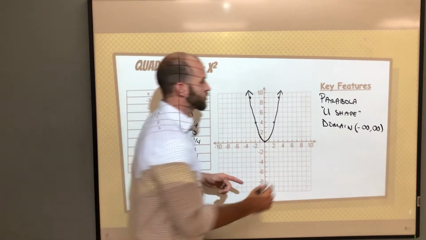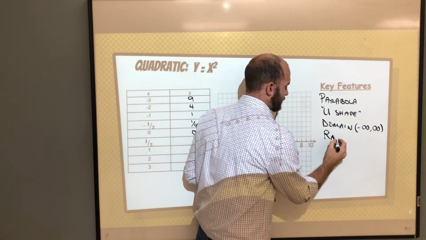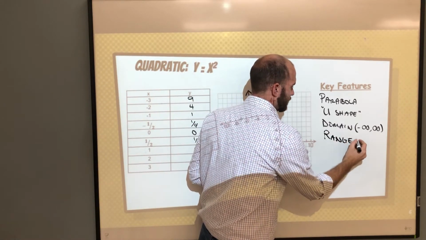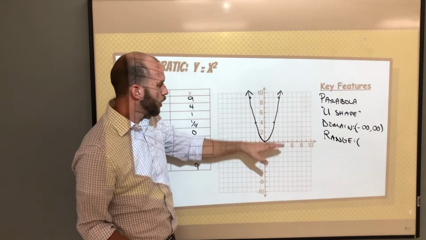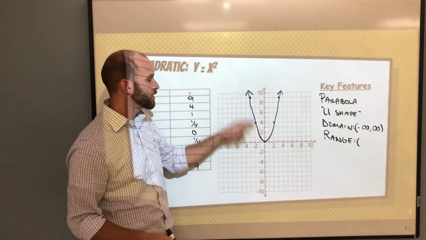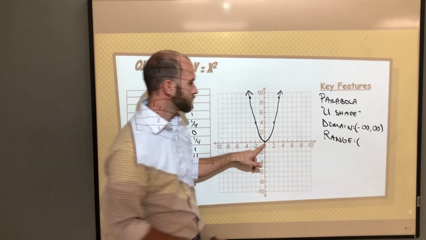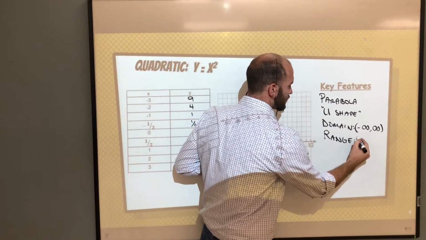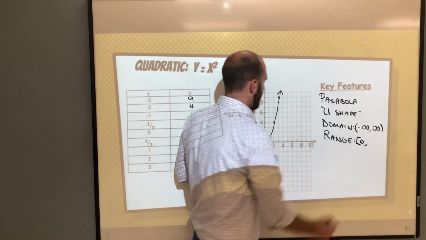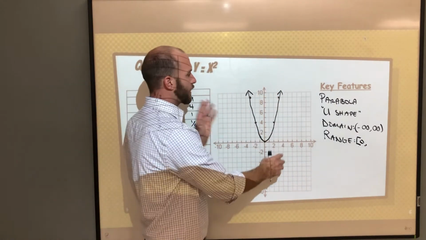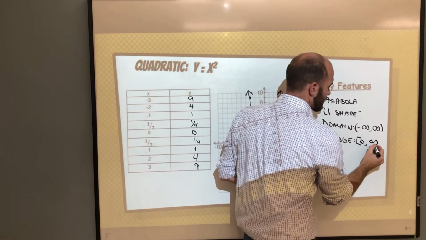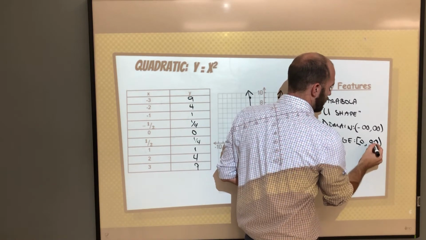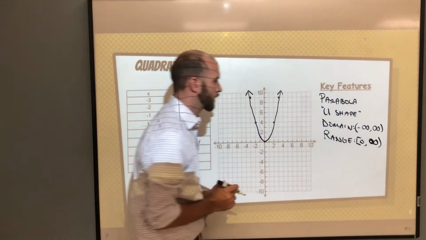And then the range looks like this. The lowest our y value can go here for this function would be at 0. So since we can actually touch 0, we'll put a bracket. And we see that the left and the right side of this graph both go up forever. So we would say that's from 0 to infinity.